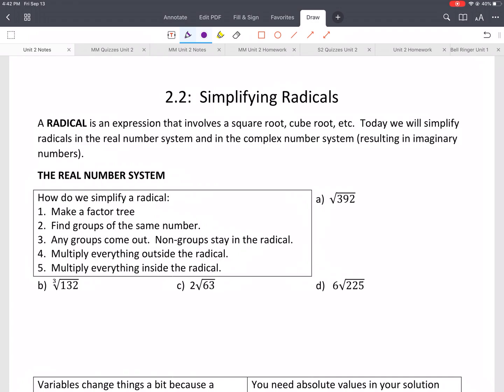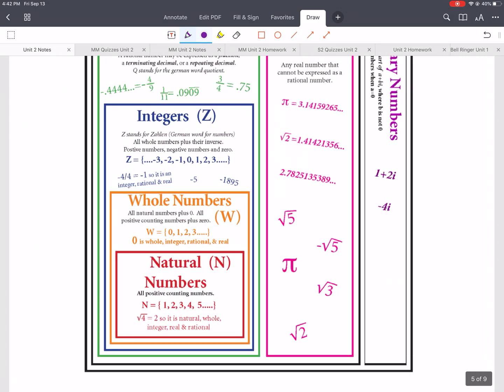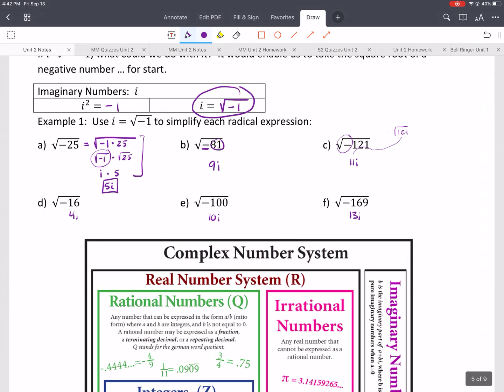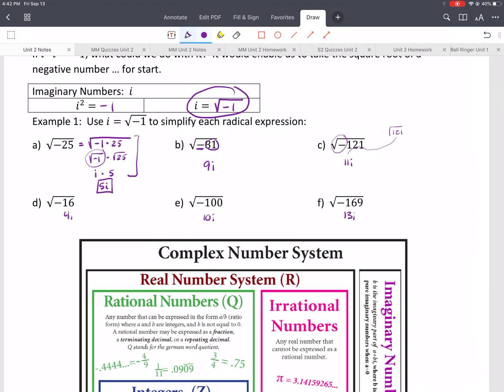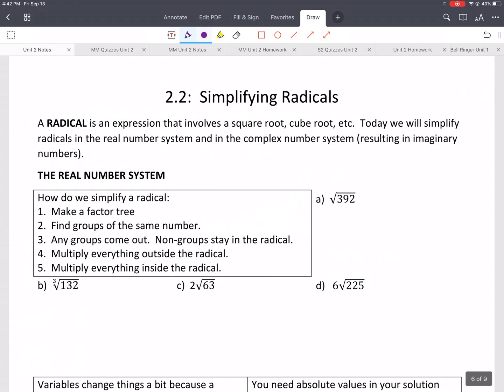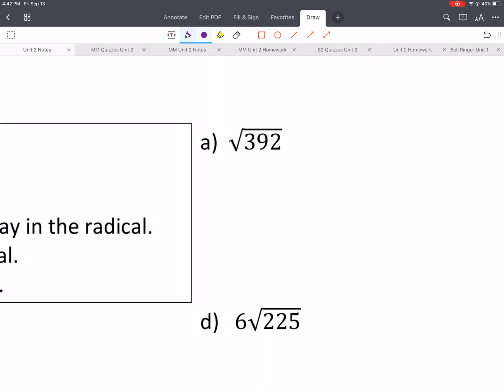All right, so in our last lesson, we did a little bit of simplifying radicals, but all of these radicals had perfect squares, so that makes it really nice. But in this class, these aren't going to be perfect squares, okay? We're going to start with the real number system, and then we will go to the complex number system, which will include imaginary numbers. All right, so let's get started.